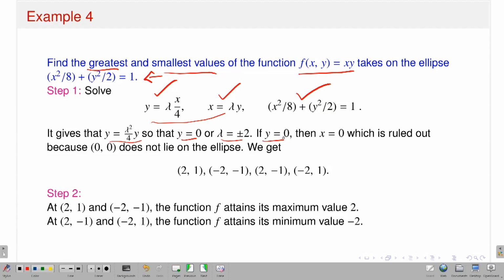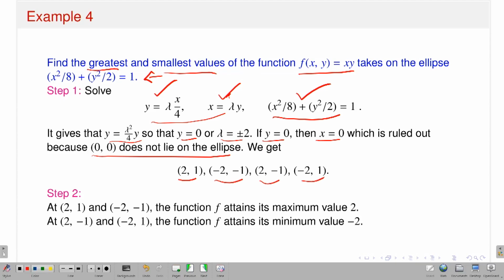Now if y is equal to 0, then x has to be equal to 0 because of these equations, but that is not possible because it has to satisfy the constraint equation as well, x square by 8 plus y square by 2 is equal to 1, which is not the case. So 0, 0 you can rule out, because 0, 0 does not lie on the ellipse. So what are the possible points? The possible points are 2, 1, minus 2, minus 1, 2, minus 1 and minus 2, 1.